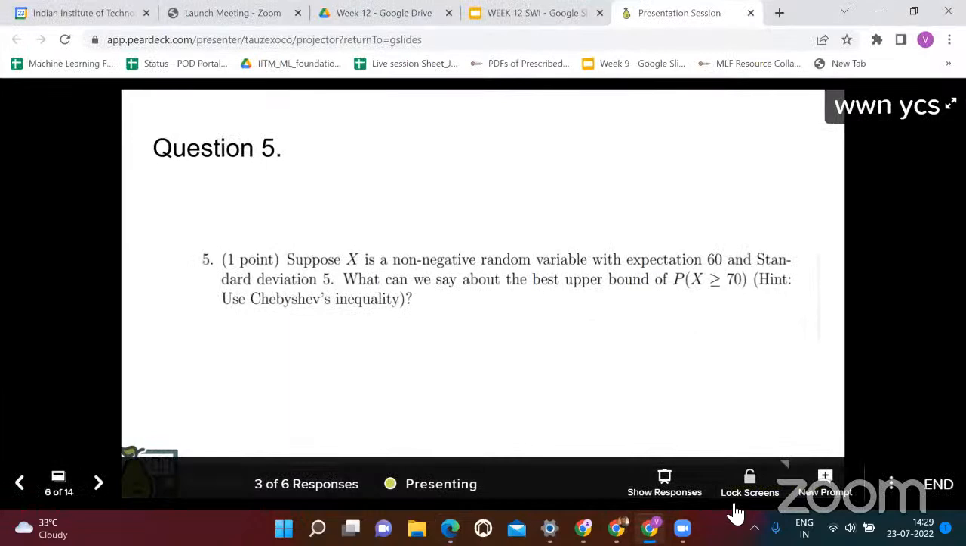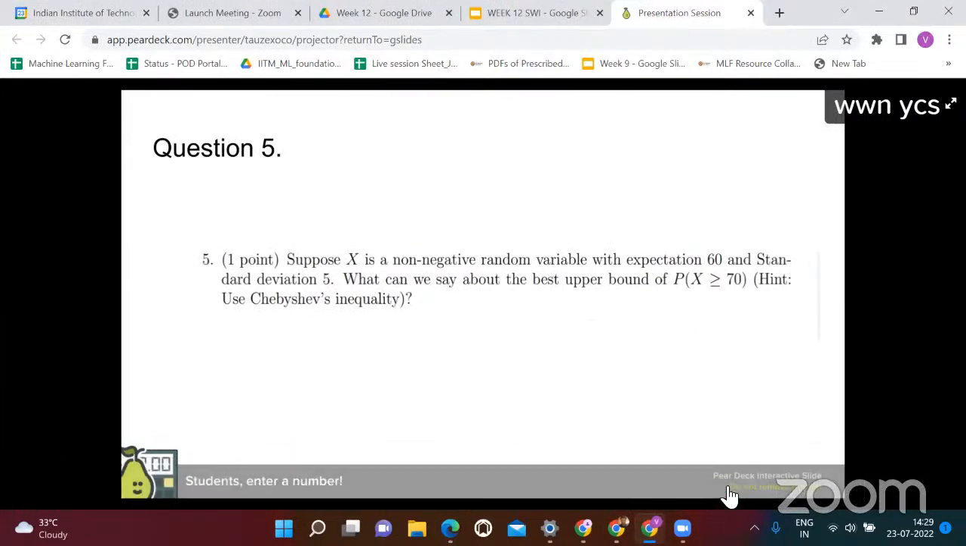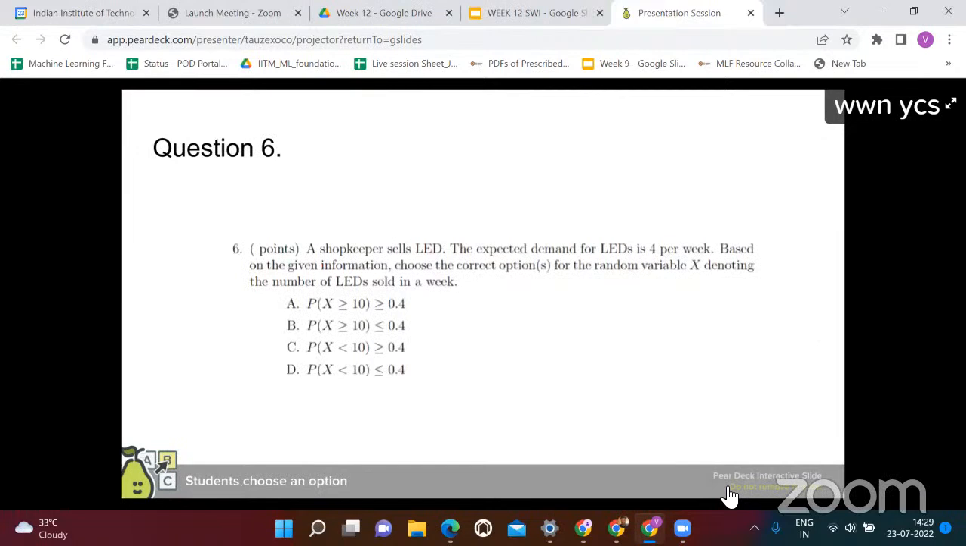The next problem was pretty simple. All those questions are pretty simple ones from Chebyshev or MLE only. In this question you need to use the Markov inequality to solve it. A shopkeeper sells LEDs. The expected demand of LEDs is 4 per week. Based on the given information, choose the correct option for the random variable X, denoting the number of LEDs sold in a week.